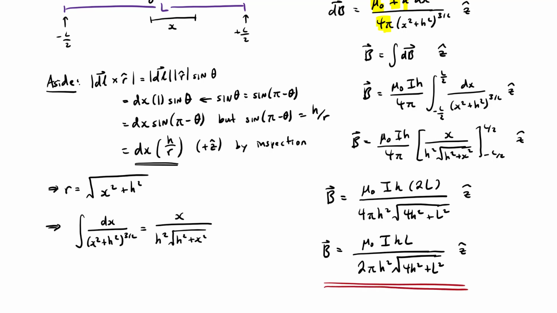So that would be your answer for the calculation of the magnetic field at point P away from the axis at the midpoint of a finite wire.